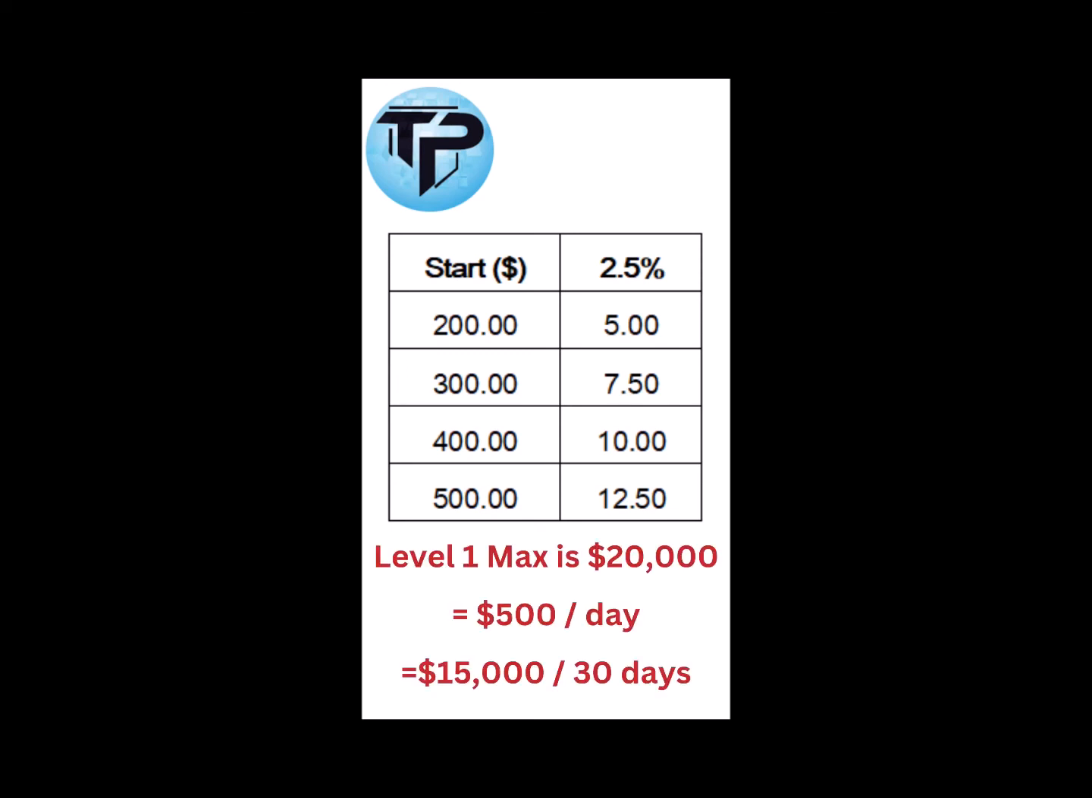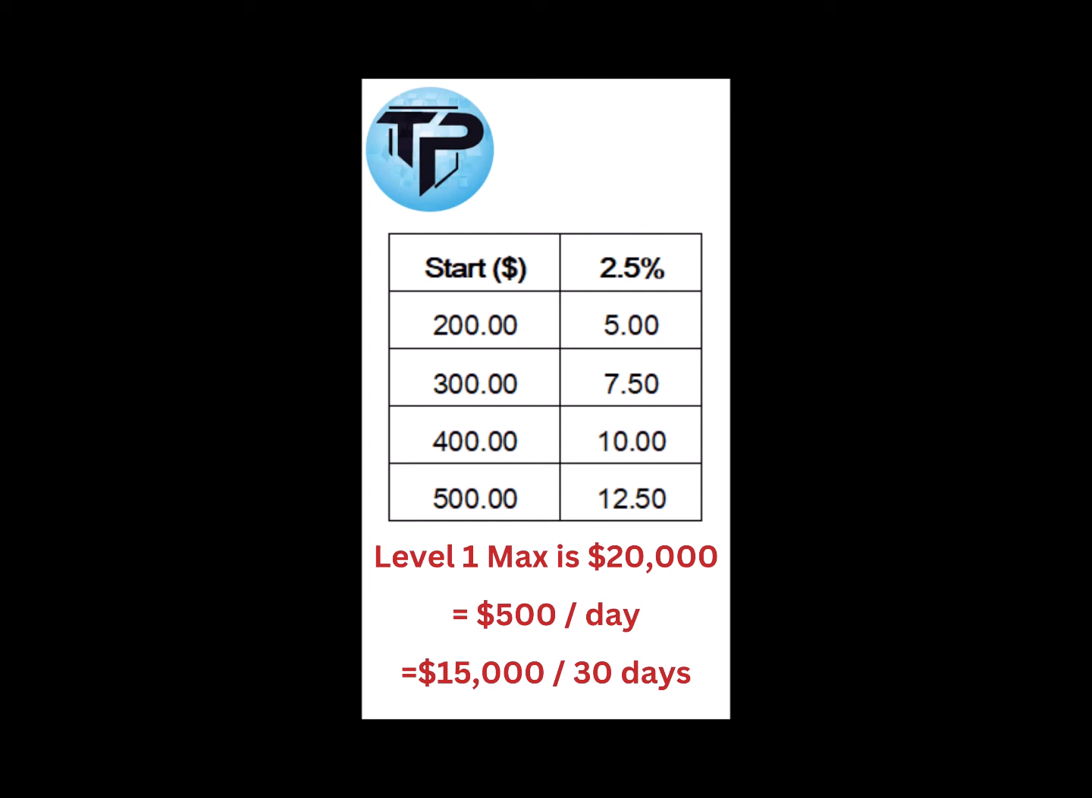Like I said, the maximum we can earn on level 1 is $20,000. Now, in time, you will get there. If you keep compounding, you will get there. And when you get there, you're earning $500 a day, or $15,000 every 30 days, every month.